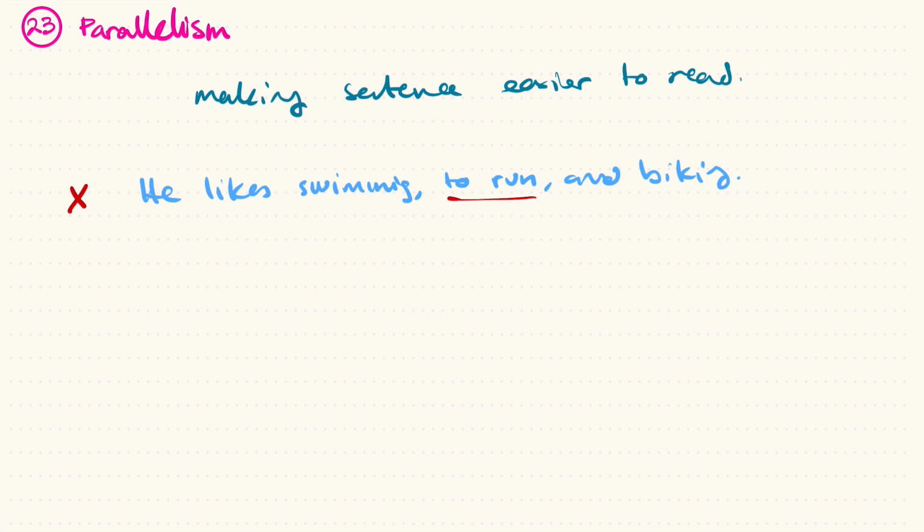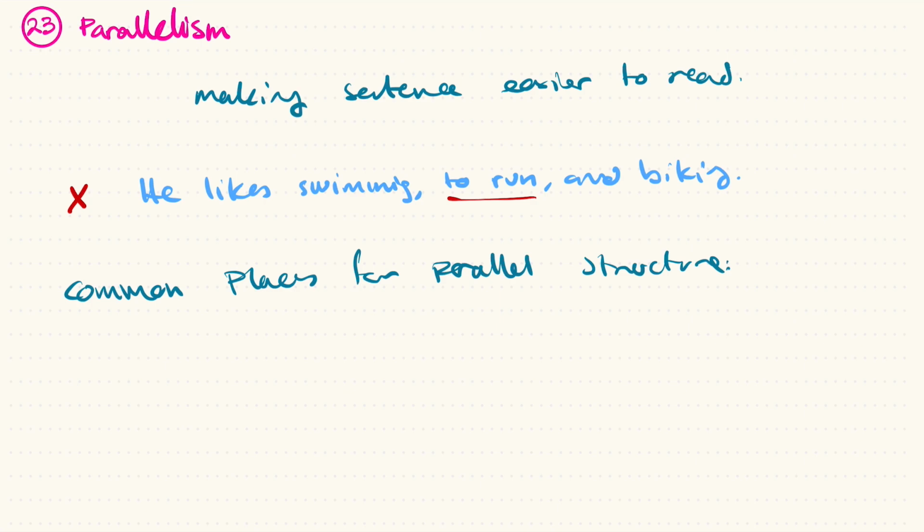And the common places where the parallel structure is important to be followed. Common places for parallel structure are essentially three different places. One, in lists, such as the example that we talked about. The items that you are using, you want to make sure that they are following the same grammatical structure.